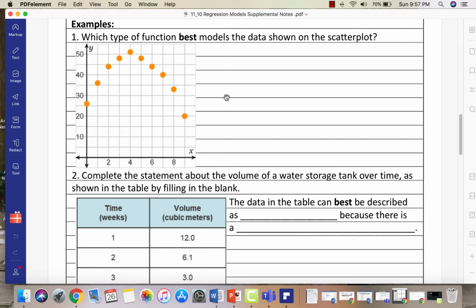So, which type of function best models the data shown in the scatter plot? Okay, so we have to look at the shape of the data. So is this a straight line? No. Is it a curve? No. Is it a U shape? Yes, it is a U shape, so this would be a quadratic.